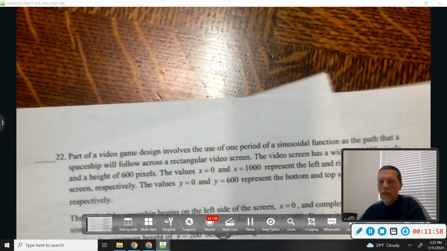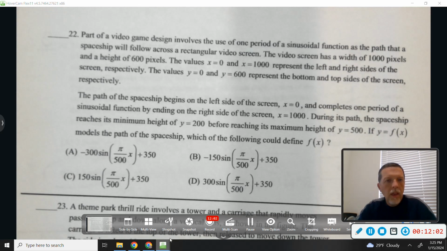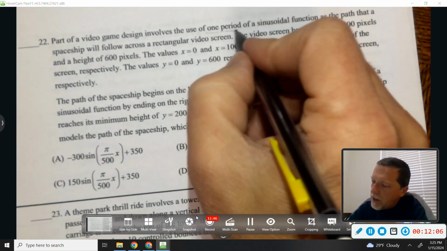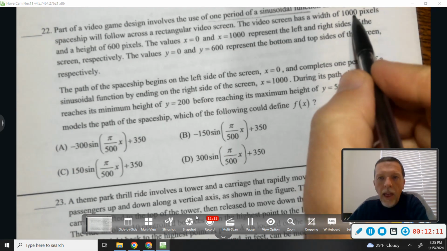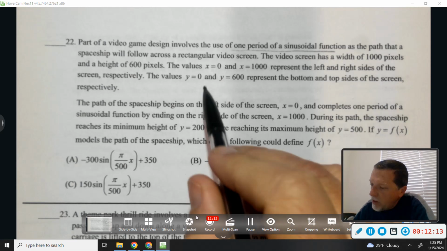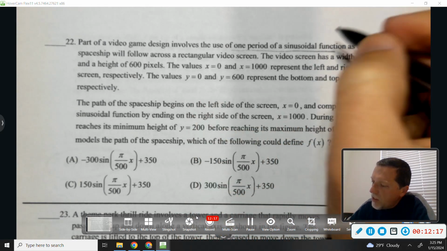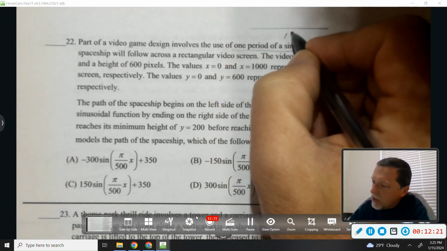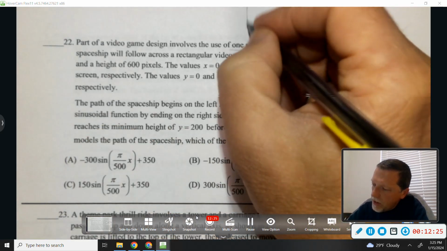22. Part of a video game involves the use of one period of a sine function as the path that a spaceship follows across a rectangular video screen. The video screen has a width of 1,000 pixels. So width of 1,000, a height of 600.